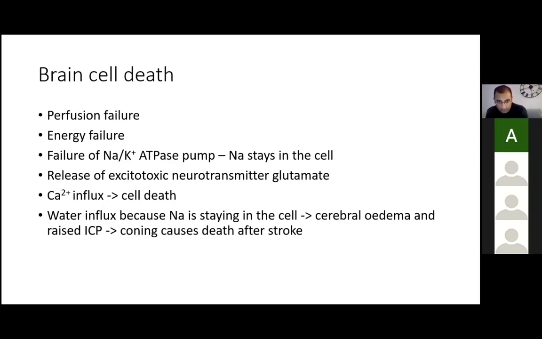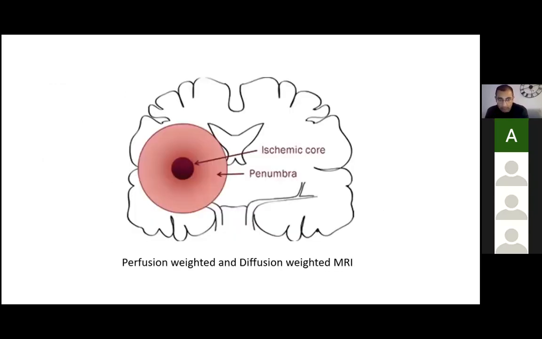And then, because there's a lot of sodium in the cell, you can get water coming into the cell, and this can cause cerebral edema after a stroke, and this can raise the intracranial pressure. So this is why we get that ischemic core, and then you get that penumbra around it, which is at high risk of the brain cells dying. And therefore, we can use these perfusion-weighted MRIs to see if there's that salvageable penumbra around the core for thrombectomies.